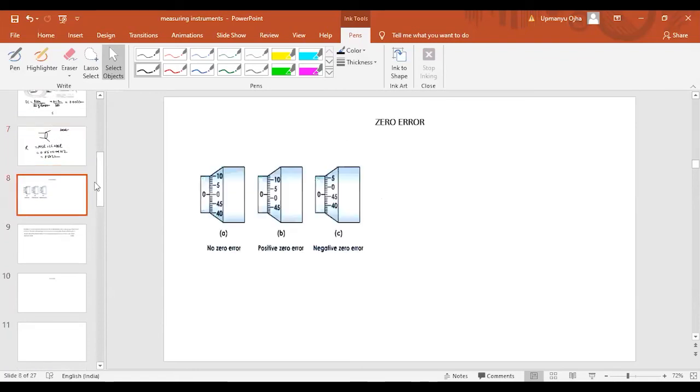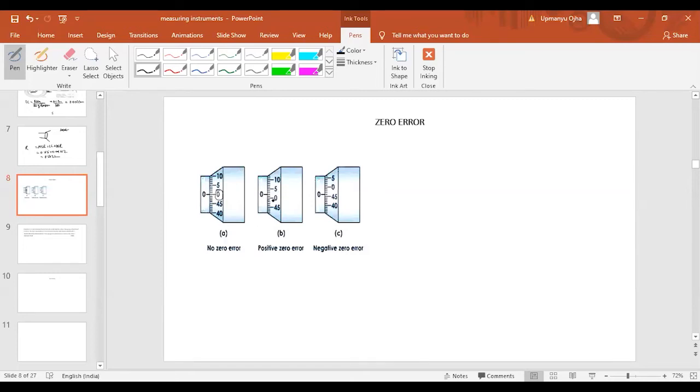Now again, the screw gauge also has error. No zero error means that the circular scale zero lies on the exact straight line of the main scale reading. You can see here the circular scale zero is lying on the main scale reading. Then there is no zero error in this case.